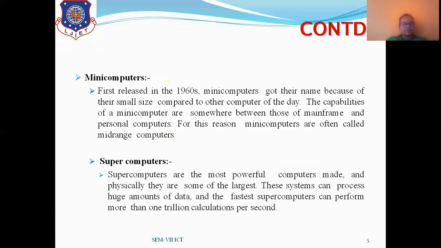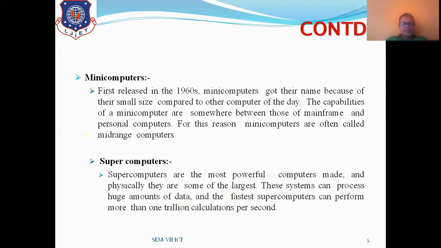Next, the last type of microcomputer, the supercomputers. Examples of supercomputers are Google servers and Facebook servers. The servers which have a storage of large data are called supercomputers. They are the most powerful computers made, and physically they are some of the largest. These systems can process a huge amount of data, and the fastest supercomputers can perform more than 1 trillion calculations per second.